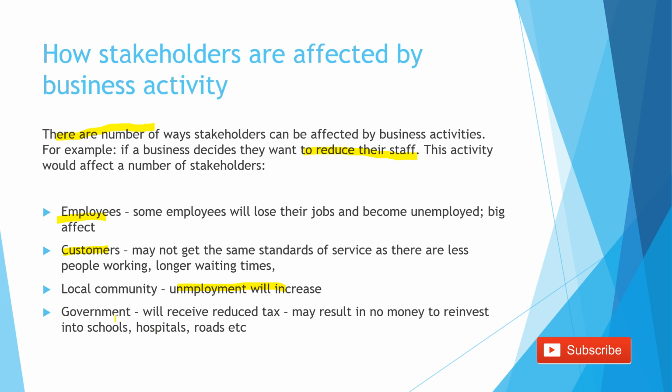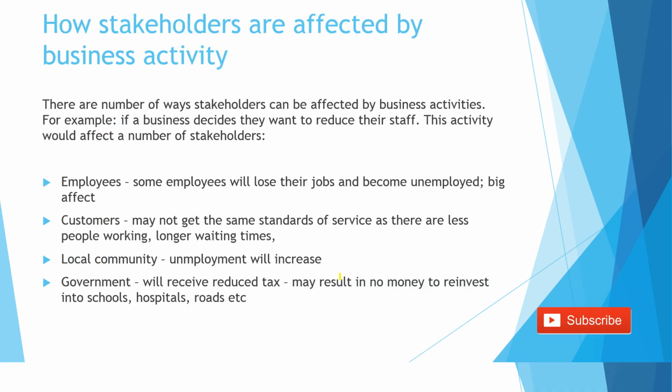The government will receive reduced tax, so the government will no longer receive tax from the people that have been sacked, and may result in no money to reinvest. So if lots of businesses are getting rid of employees, the government might not receive a lot of money which they could reinvest into schools, hospitals, and roads, which means that we might run out of schools, hospitals, and roads might not be very nice.